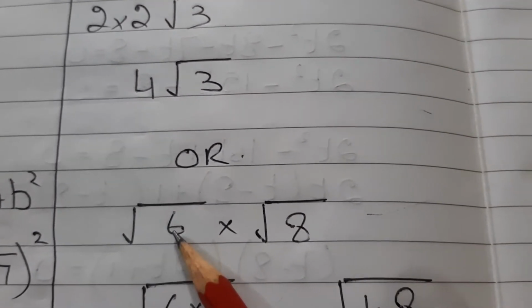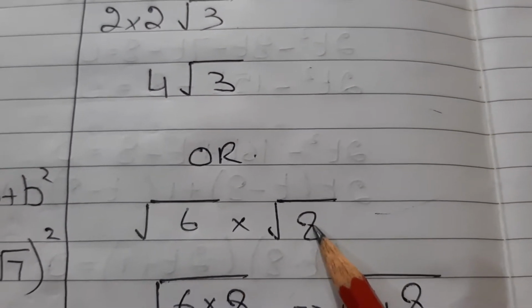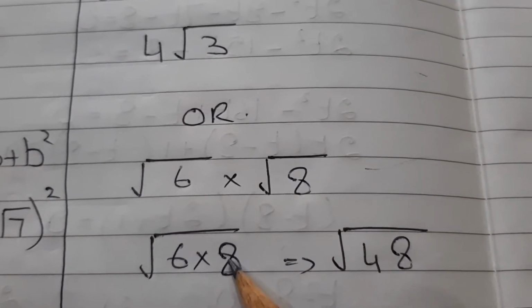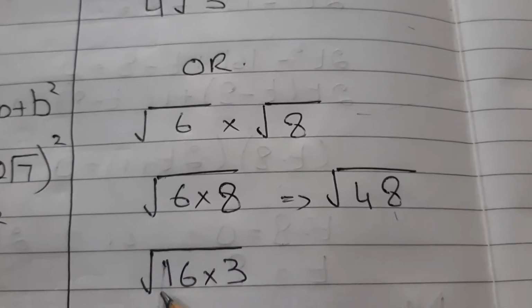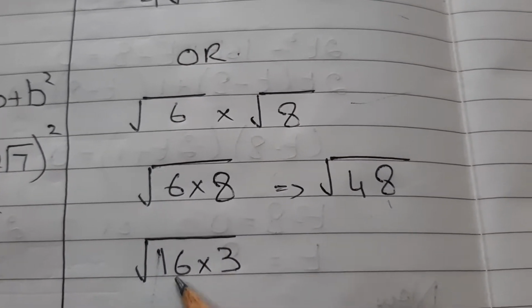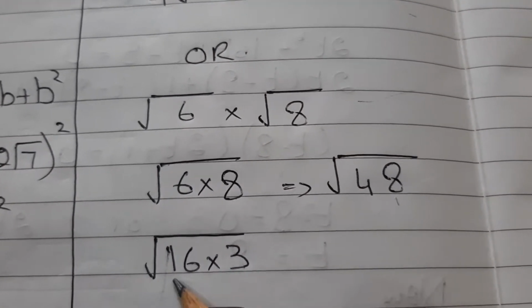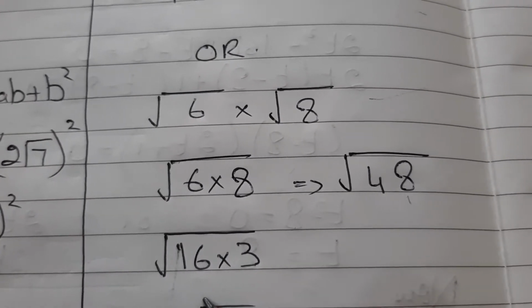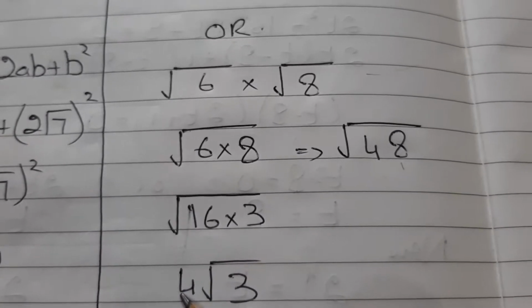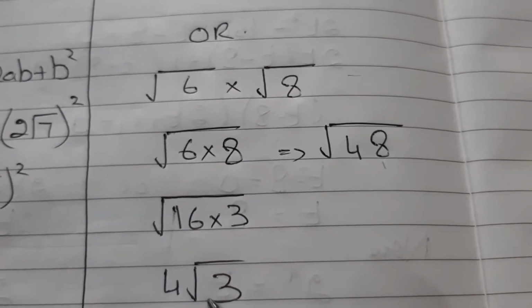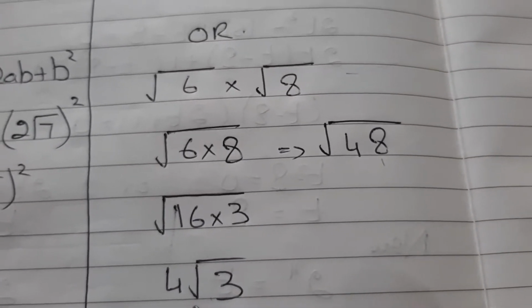Let's see another way of solving it. For example, it was root 6 into root 8. So you can write 6 into 8, which is 48. And then the factors coming to my mind, for example, 16 times 3. You can write any of the factors. When you keep simplifying, you will get the same answer. So root 16 is 4 and root 3 is as it is. So it's the same answer, you can notice.